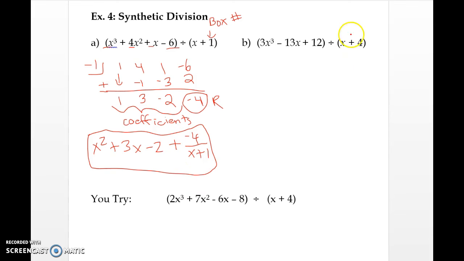Over here, B, this is my box number. We always do the opposite sign. So I'm going to write -4. I'm going to put my coefficients in. 3, where's my x squared coefficient? It's not there. We need a place filler. So we're going to put a 0 in for that. Just like with long division, with synthetic division, every place needs a spot. So if you're missing one, you put a 0 in as a place filler. And then I have my single, and then I have my constant. Oops, that should just be a 12.